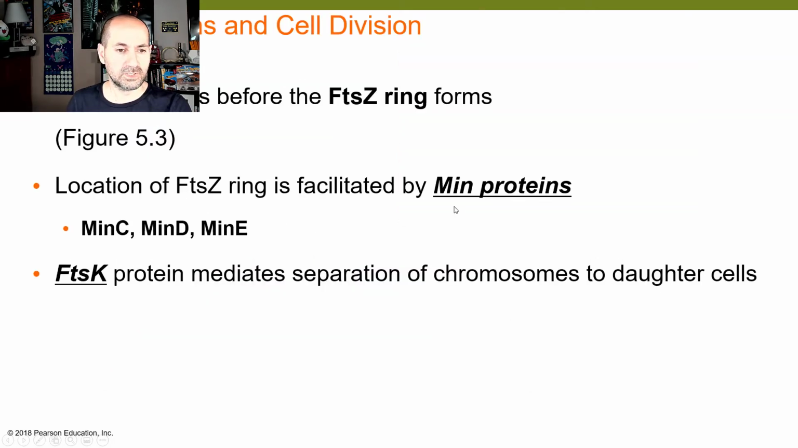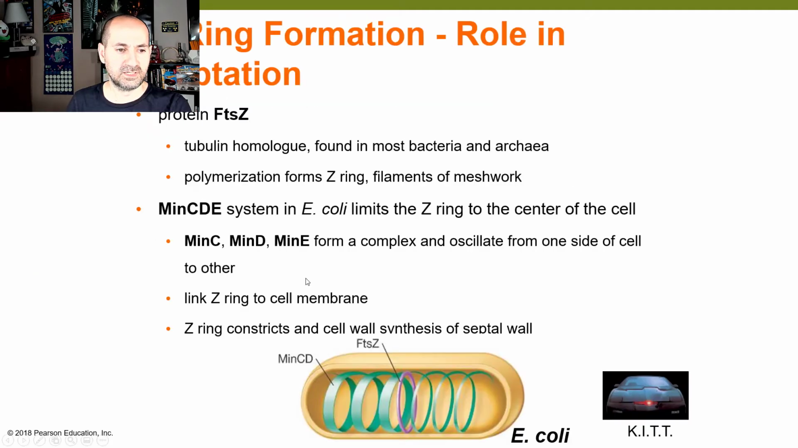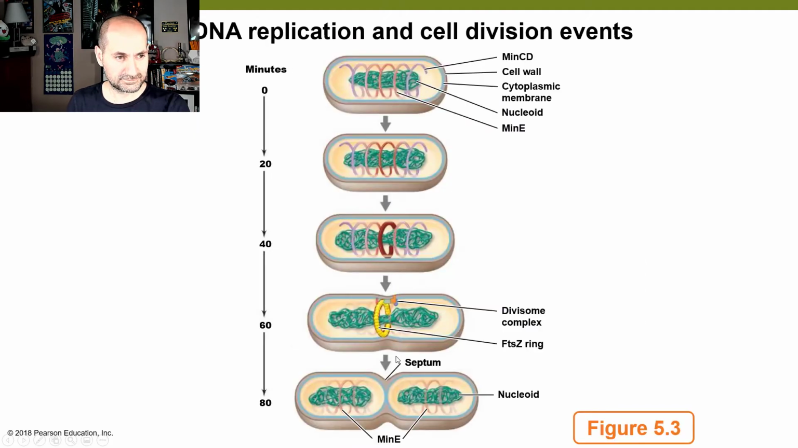Oh, you should know about the Min proteins. Remember that the Min proteins localize the FtsZ ring. Remember, Min proteins move back and forth, kind of like Knight Rider. Okay, the MinCDE proteins oscillate back and forth, and because of the oscillation of MinCDE, FtsZ knows where to form. So you should know that MinCDE oscillate, and that directs FtsZ location. You can see that process here.